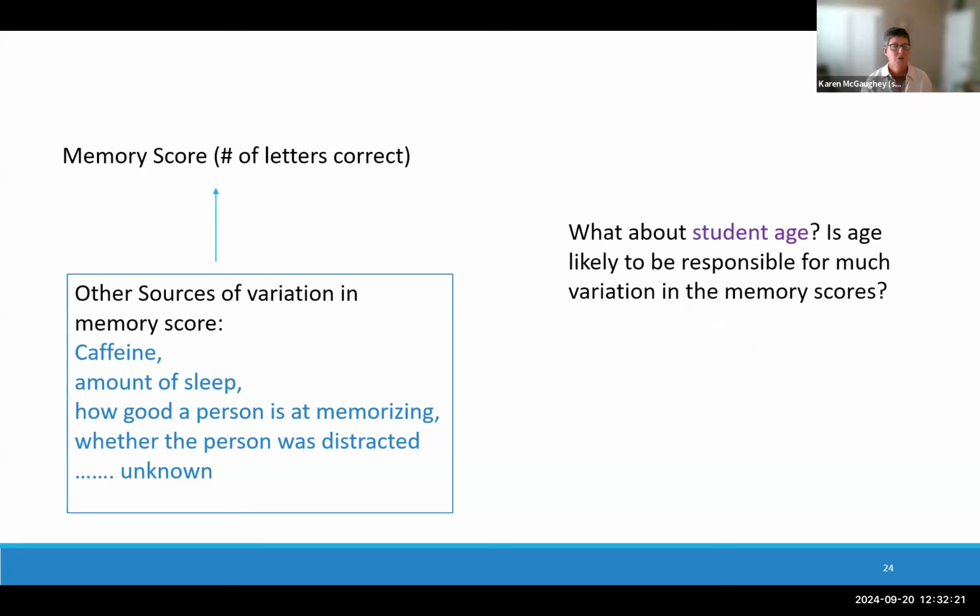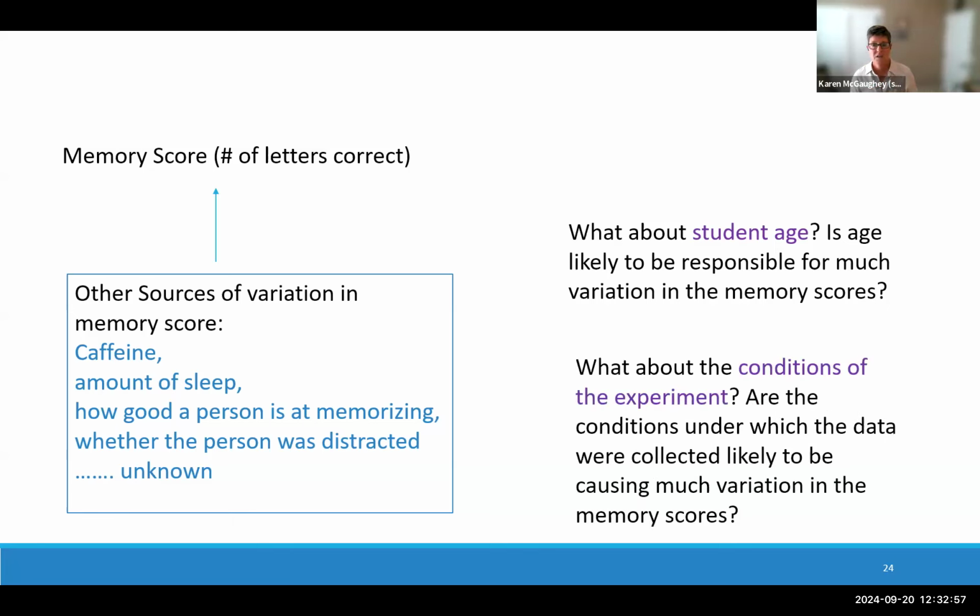Okay. So sort of continuing down this path, what about something like student age? Is student age likely to be responsible for much variation in memory scores? This is something that I would hope students would say, well, maybe not, because we're all about the same age. Now you may have some non-traditional students in the room, and so there may be a rich discussion there that we're not all the same age. So, something to consider there with student age.